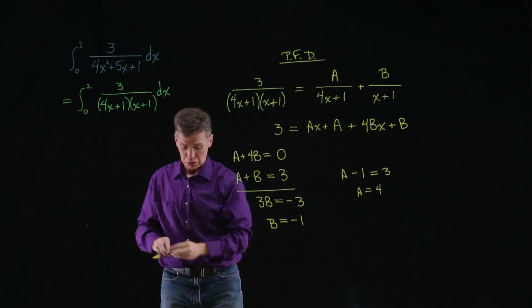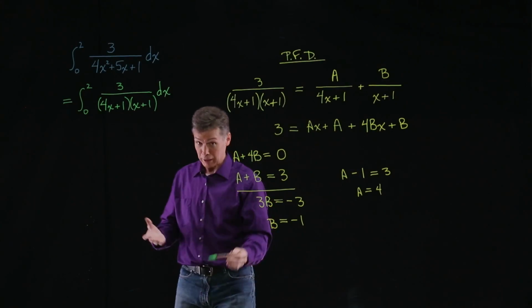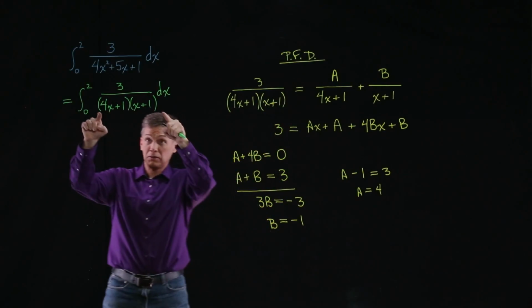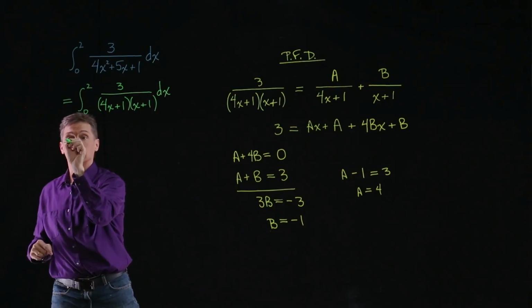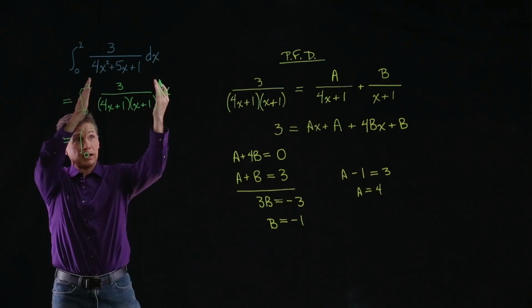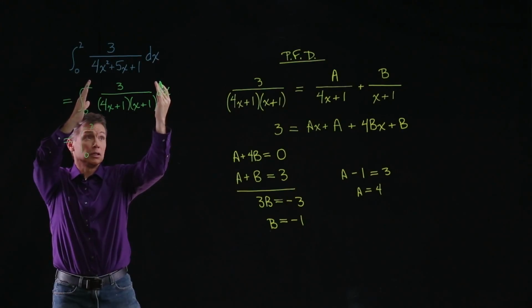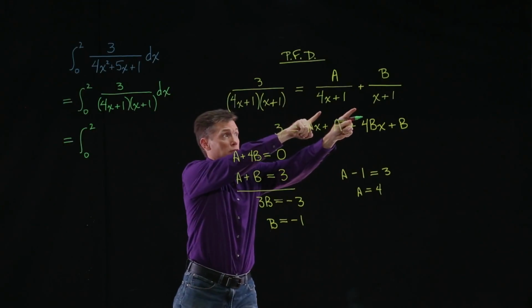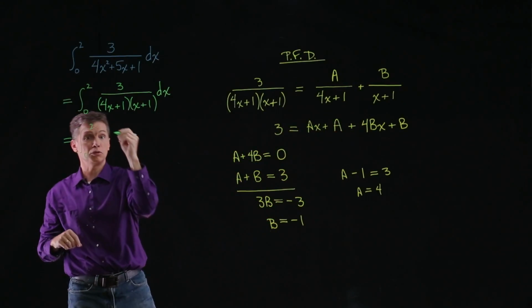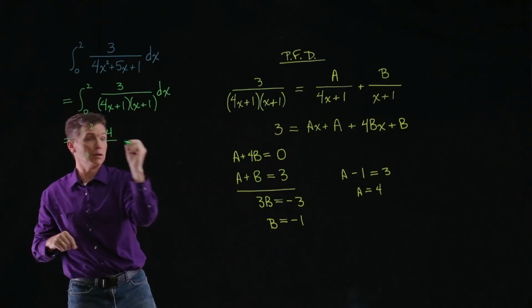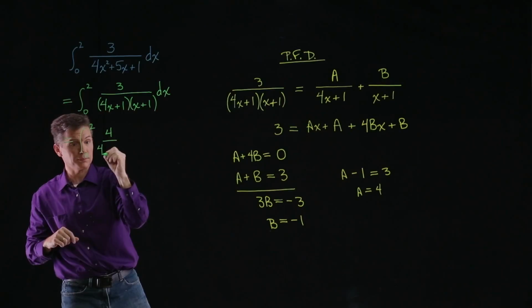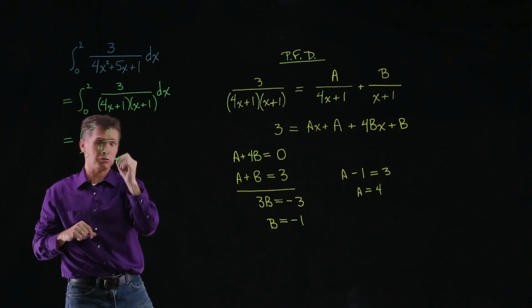So now you come back to your original work here. You get back to calculus class, but you substitute with the algebra that you did. This integrand equals, I still have 0 to 2, but that entire expression on the inside of the integral gets replaced with these fractions, but with my specific values for A and B. So my A was 4 over 4x plus 1.